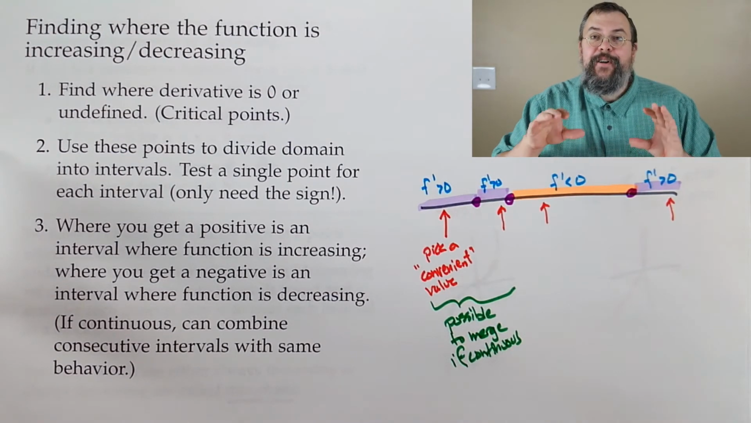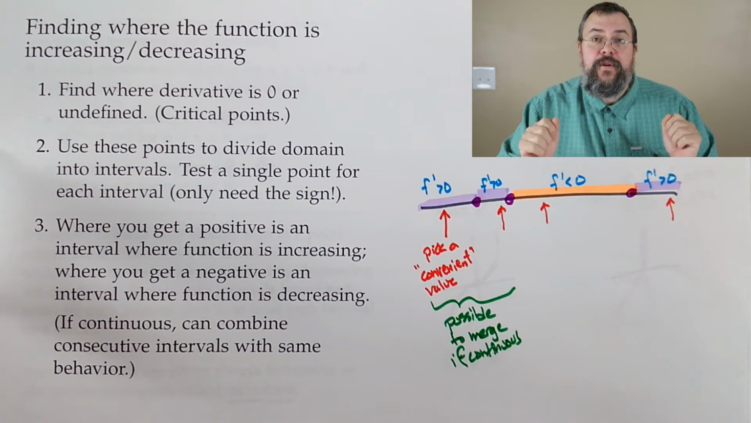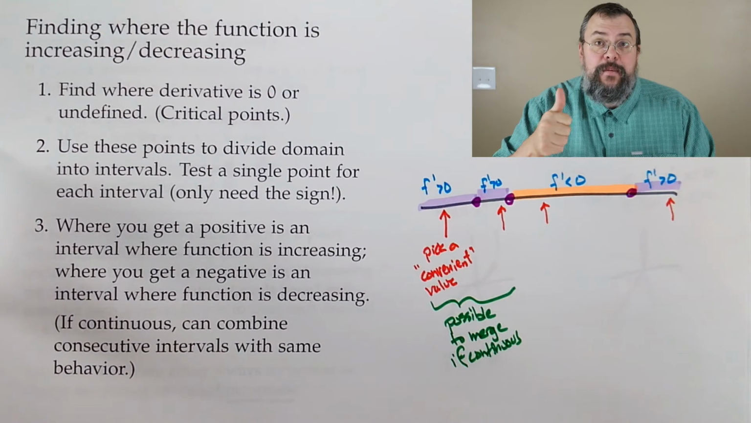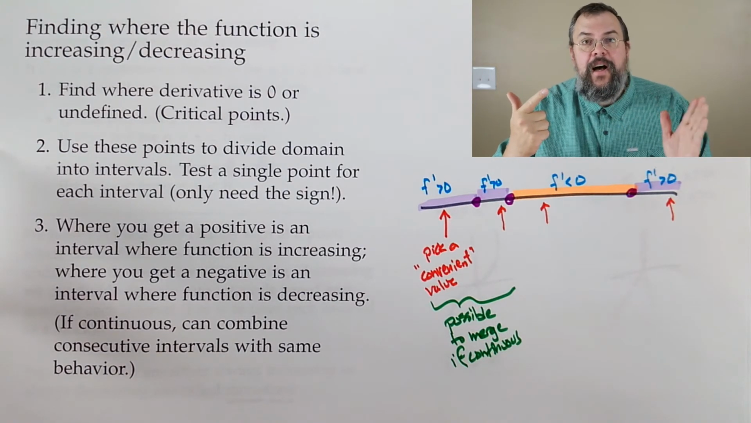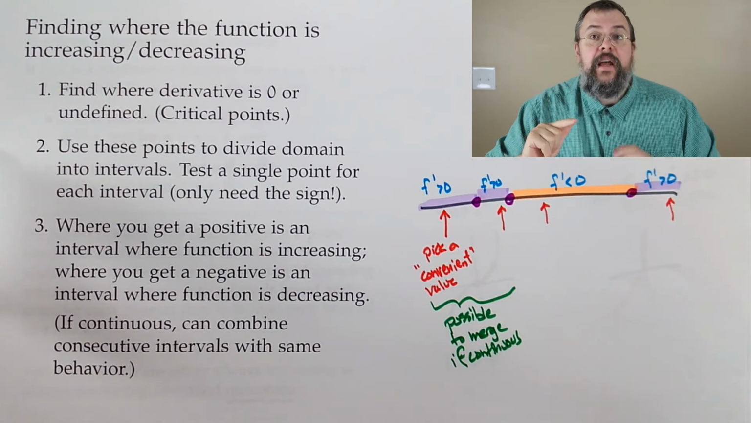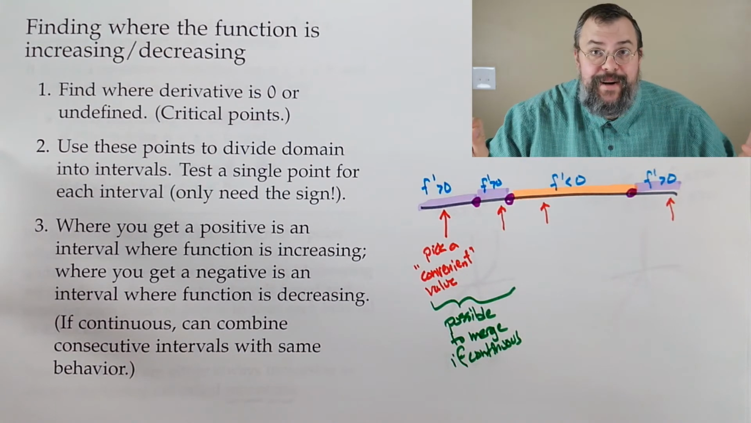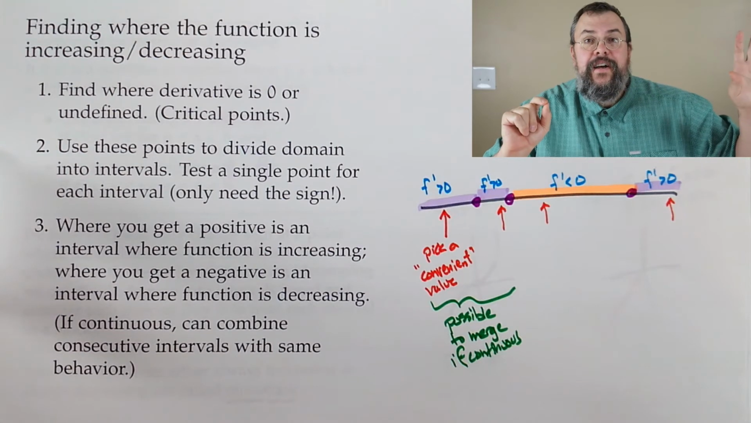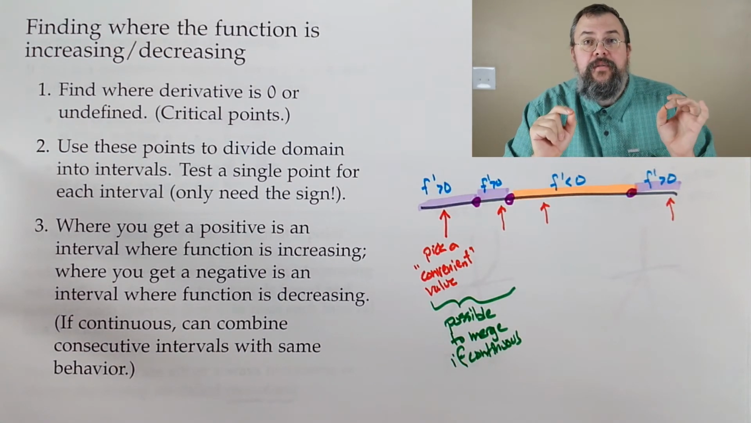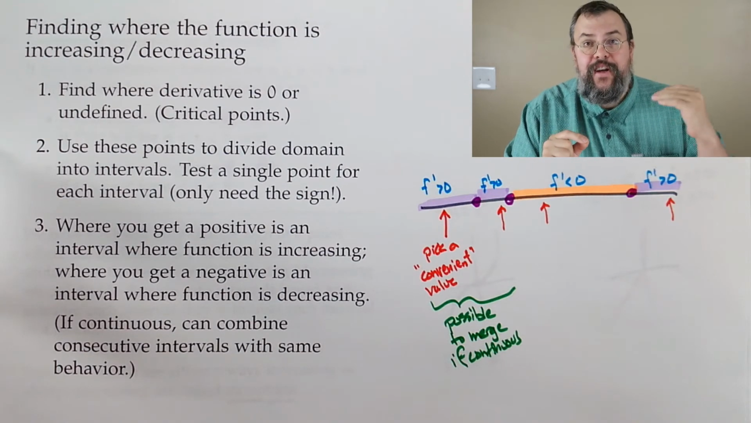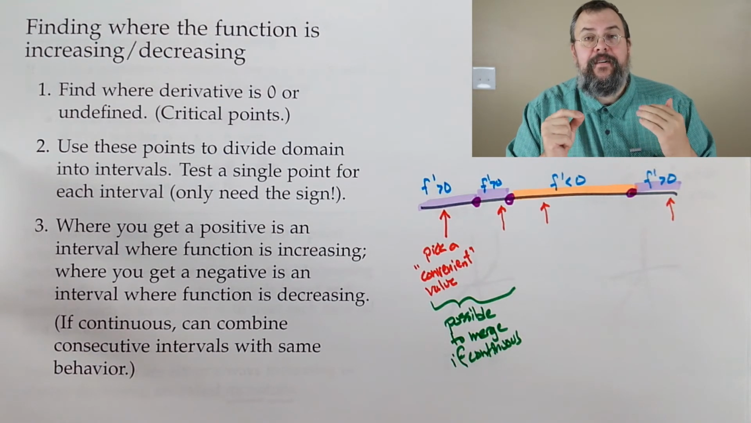So sorry, I went kind of slow there. It's a lot simpler than it sounds. 1, find your critical points and use that to chop up your line. 2, now for the chopped up line, for each interval, plug in one point into the derivative and determine the sign. And keep in mind, we only care about the sign. Whether it's positive 100 or positive 2 or positive 0.1, we don't care. We don't care about the magnitude of the number. We care about the sign of the number.